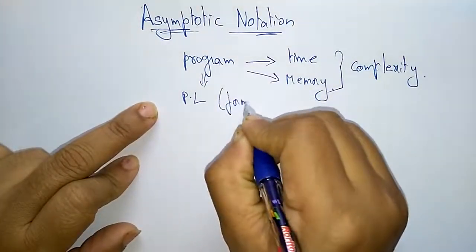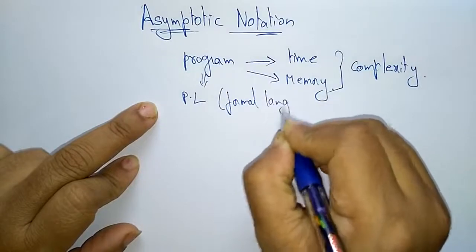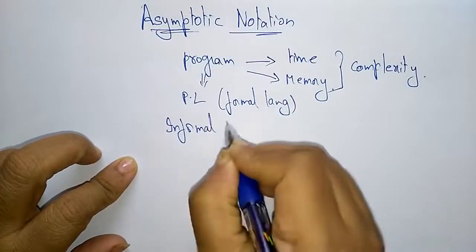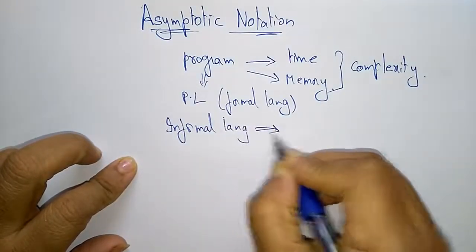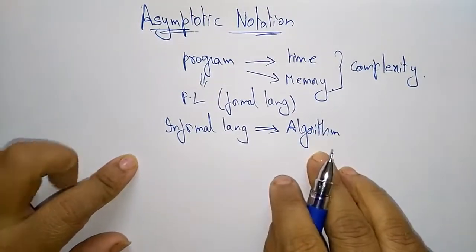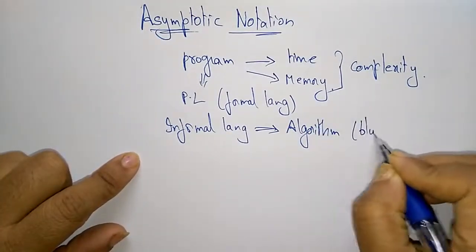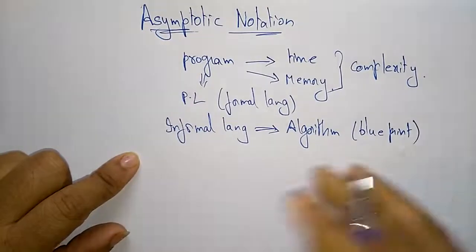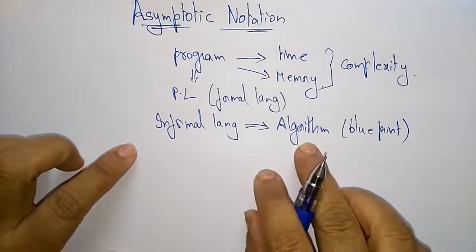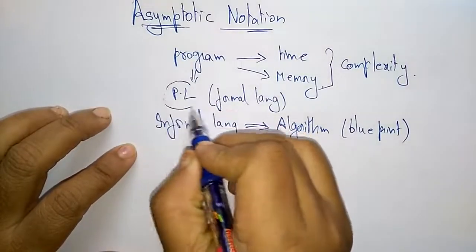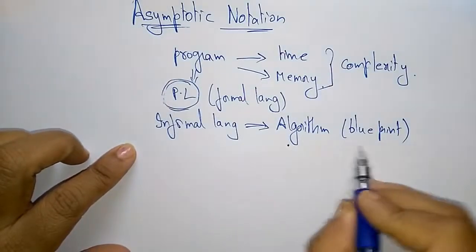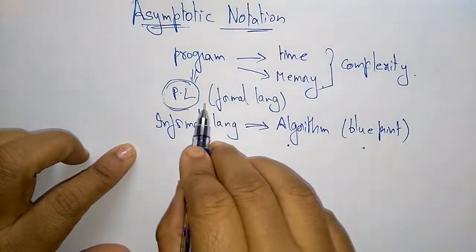Before proceeding to the formal language, first you have to develop an informal language, which is nothing but an algorithm. An algorithm is a step-by-step procedure. You can simply call it a blueprint. I already explained this at the start of this subject. Before developing the program, first you take the algorithm, which gives the blueprint of the programming language.